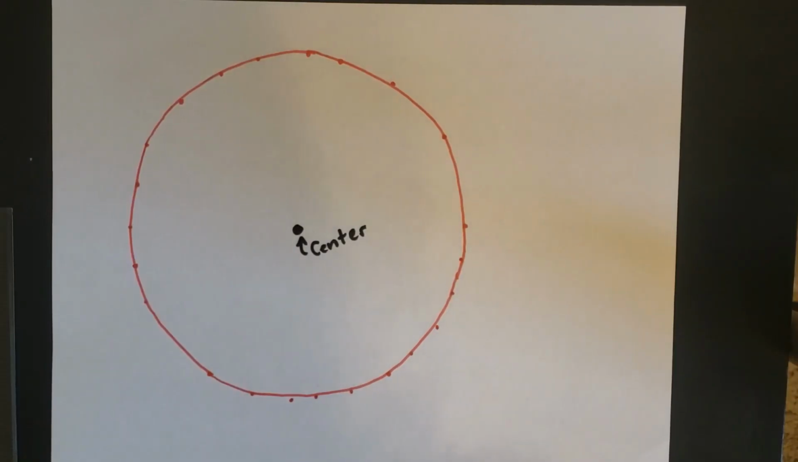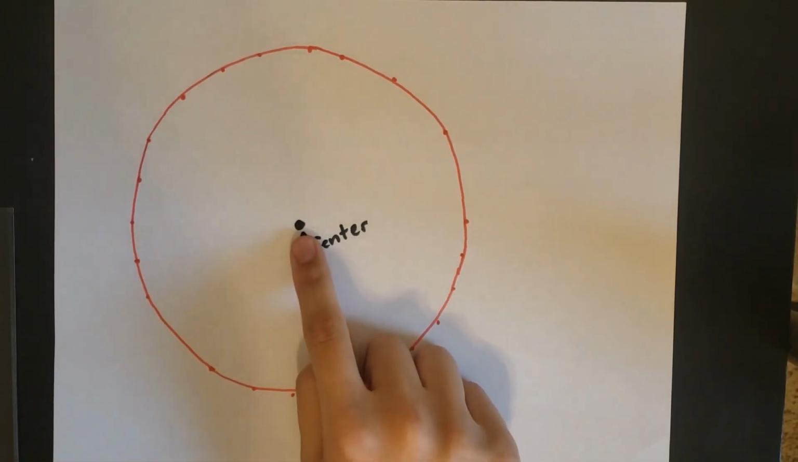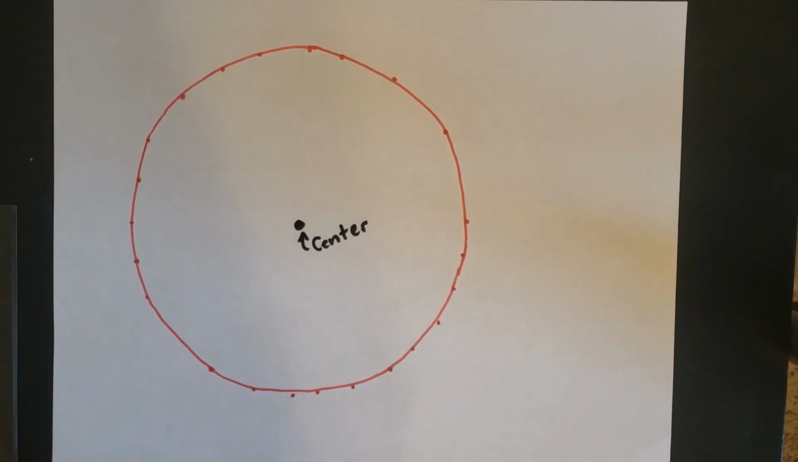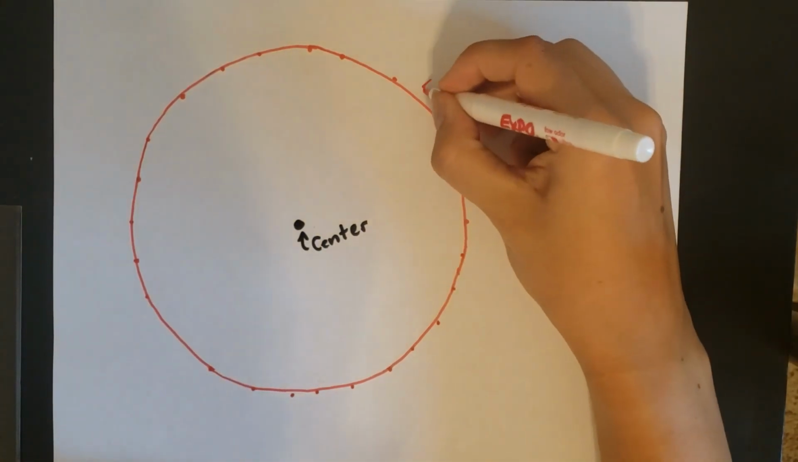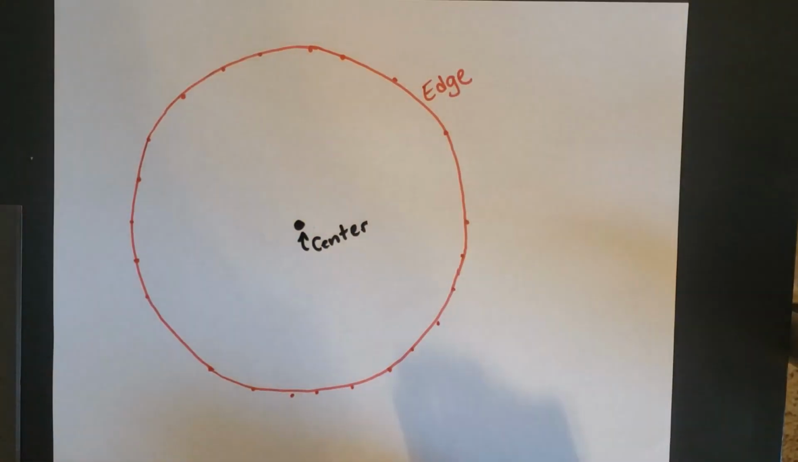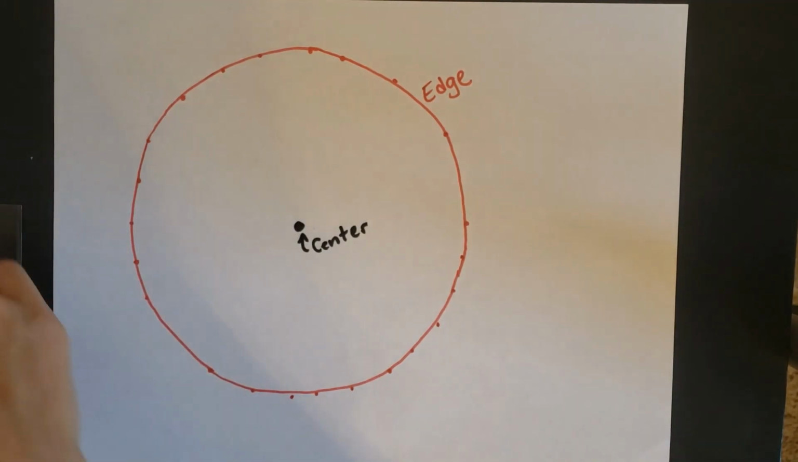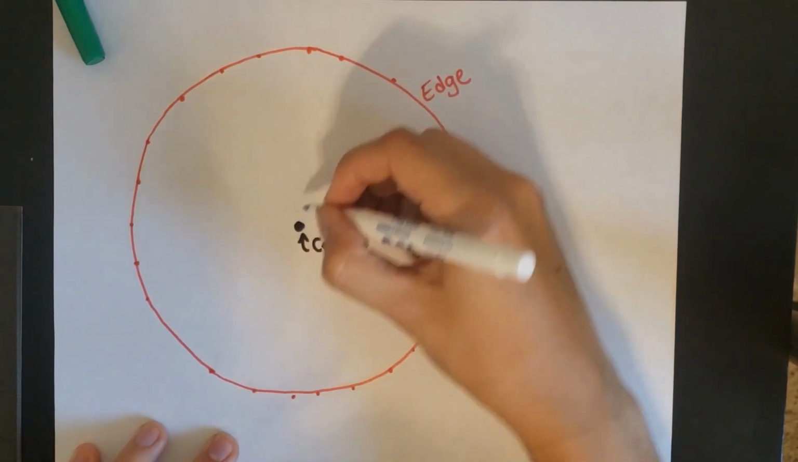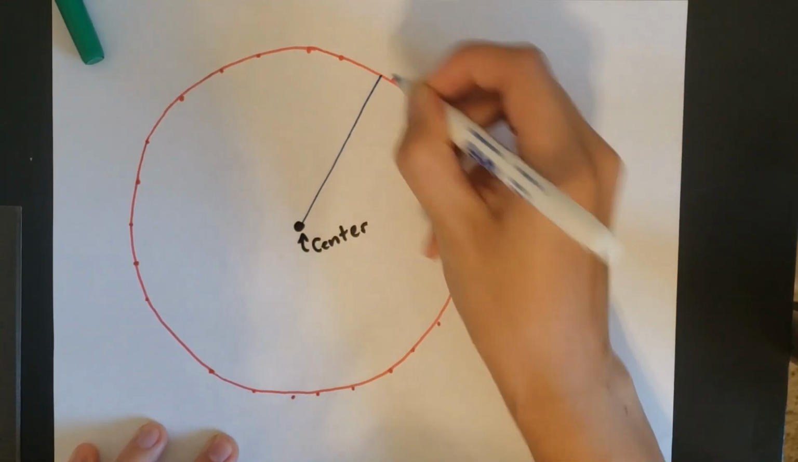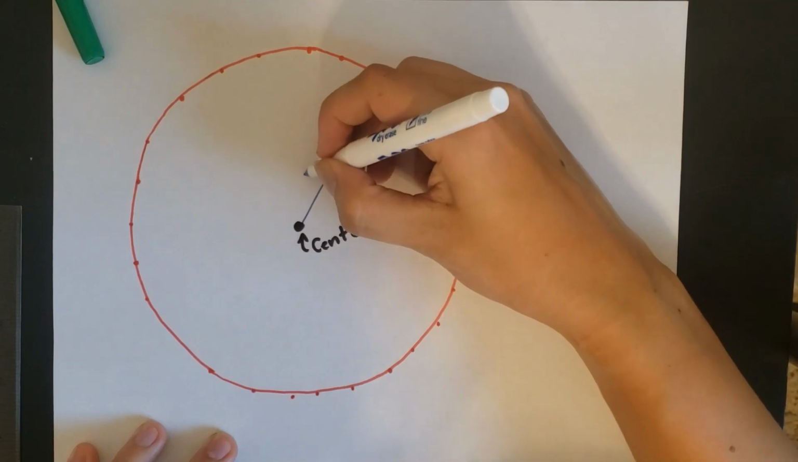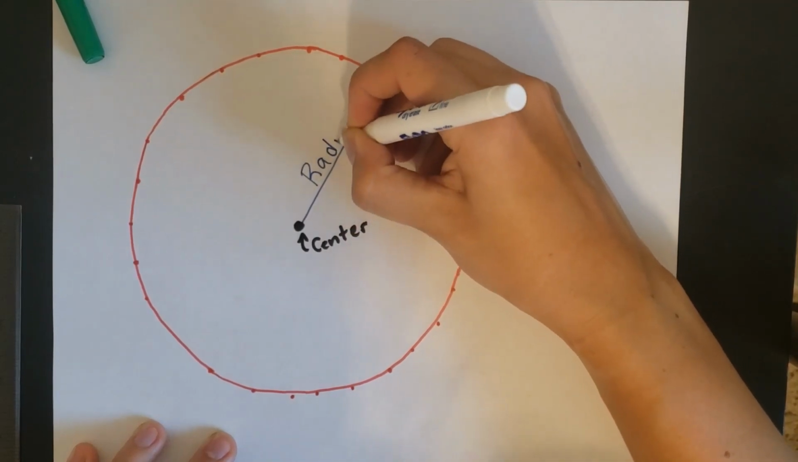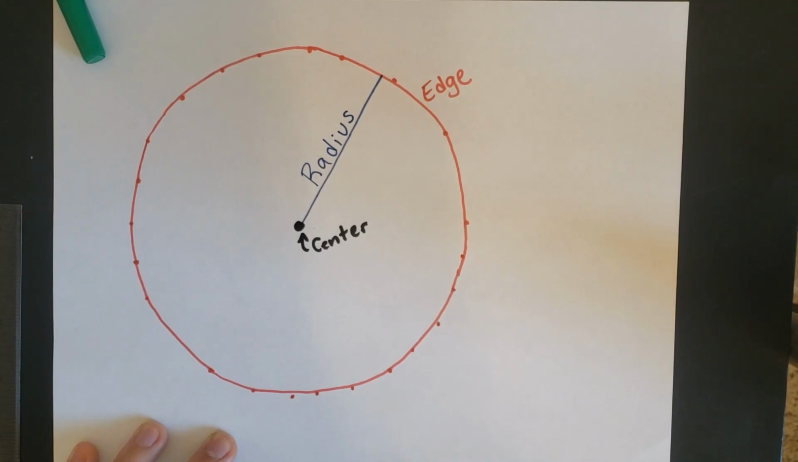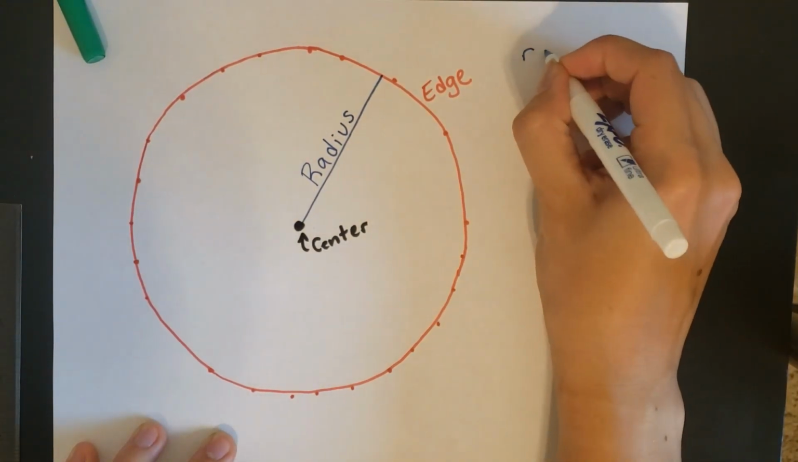If we're going to talk about a circle, it's helpful to have some vocabulary words to describe what we're seeing. We've already talked about the center of the circle. The collection of points that we just drew is called the edge of the circle. If you were to draw a line that went from the center to the edge of a circle, it would be called the radius. Note that the plural of radius is radii.